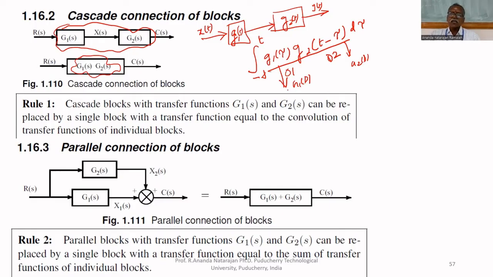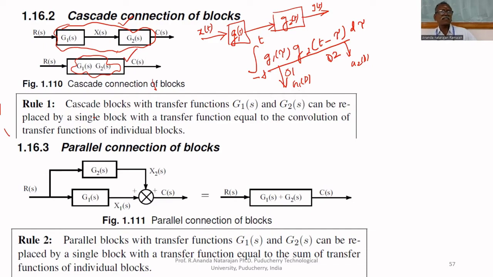If they are cascaded like this, then we can simply multiply. So convolution in time domain is multiplication in frequency domain. The converse is also true: convolution in frequency domain is multiplication in time domain. Already studied that. That's why multiplication is simple. Finding convolution in time domain is difficult. That is one of the reasons the systems are represented in frequency domain.